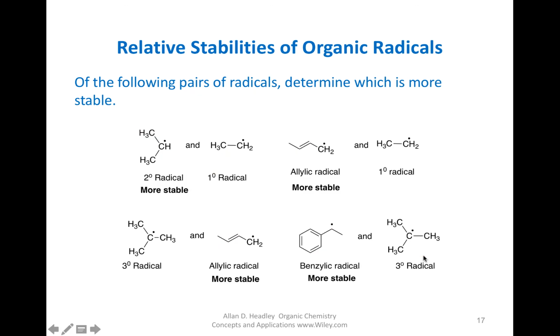So the answer is essentially the secondary is more stable. This is the allylic, which is more stable. This is the allylic, which is more stable. And this is the benzylic, again, which is more stable. So again, you should exercise extreme care in making your observation, and you should be able to apply the concepts that we've covered in the previous couple of slides to solving problems that you have never seen before.